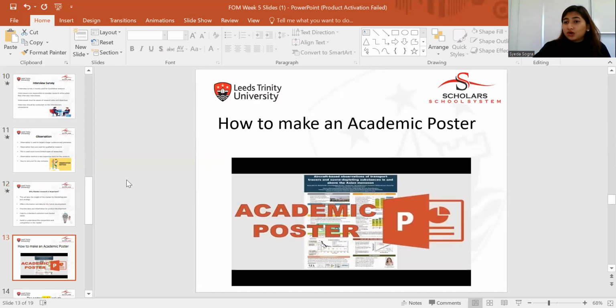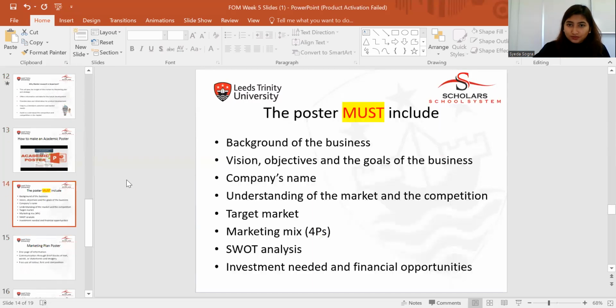Here is a video of how you can make an academic poster. When we make a poster, the poster must include certain things. Among them, first is the background of the business. It shows what the business is about and how it started. Then the vision, objectives, and goals of the business. What is your future aim and objective?